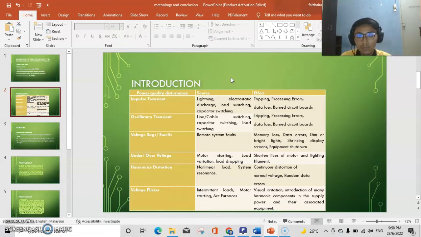So the last part for power quality disturbance is voltage flicker. For the source, first intermittent load and motor starting and also arc furnace. Again, the effect from the source is visual irritation, introduction of many harmonic components in the supply power and their associated equipment.